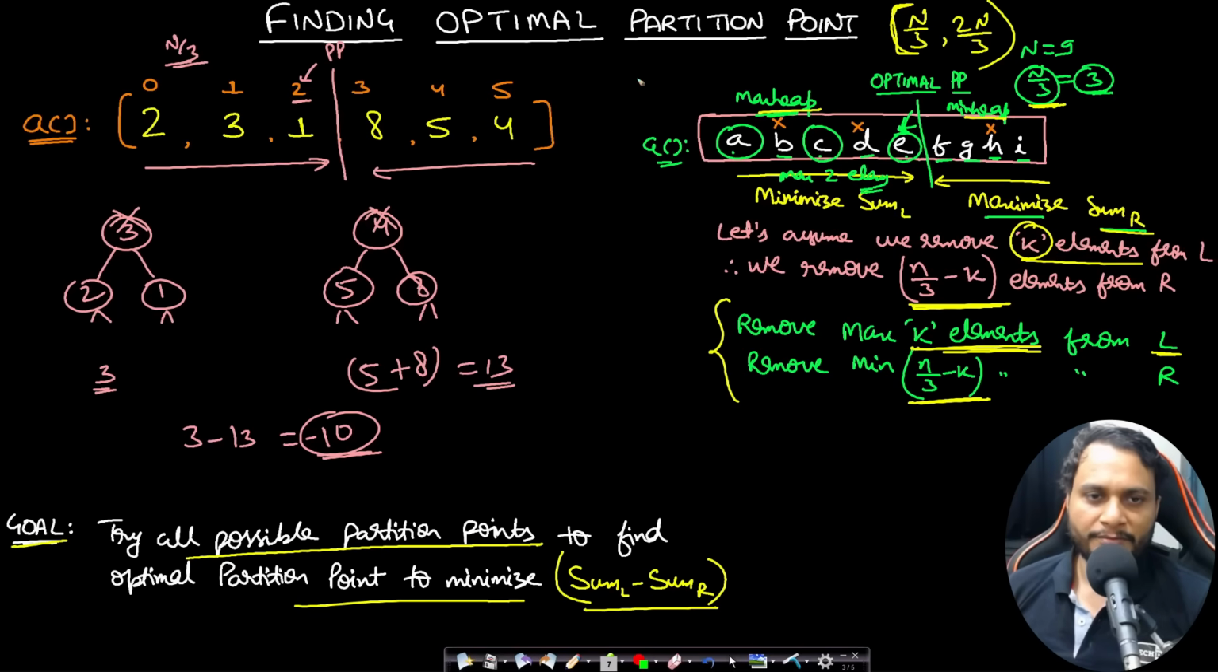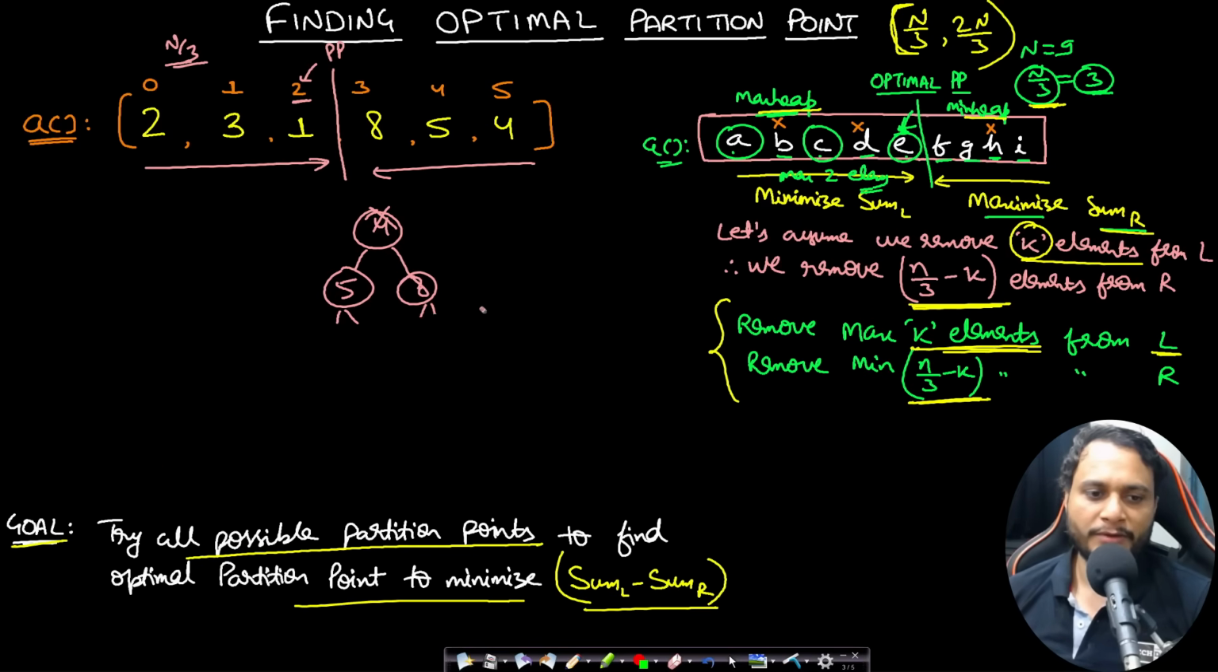But is this enough? Now, if you think about the actual goal of the problem, then we need to move the partition point from n by 3 to less than 2n by 3. And we have to always track the maximum sum that you can get on the right hand side. So if we can pre-compute the maximum sum on the right hand side starting at any index, like what if I say that after this index 2, like starting from index 3 till the end, the maximum sum is going to be 13.